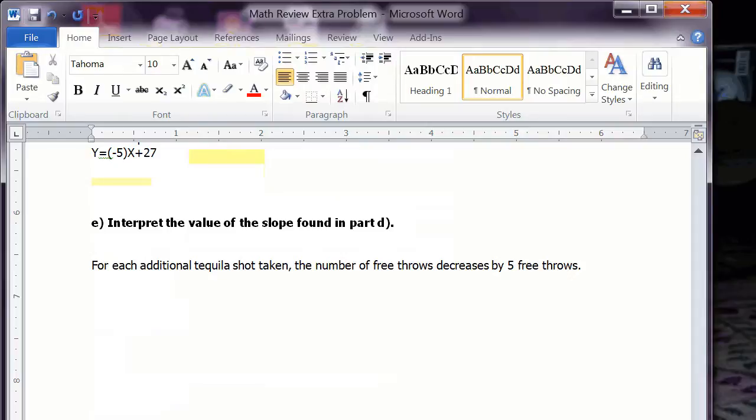And we have now officially completed all of the assignment, and hopefully you'll be able to find your own linear equation in other situations.